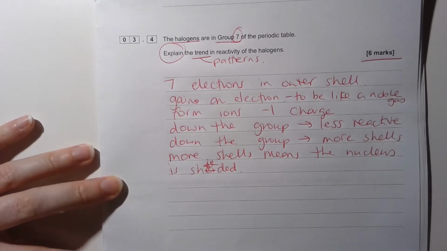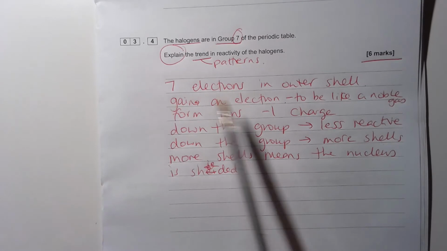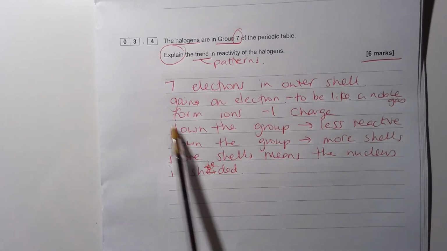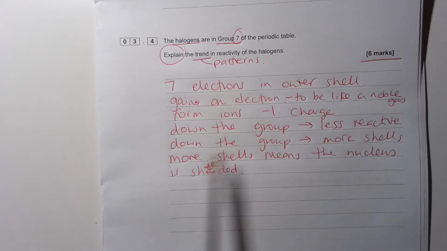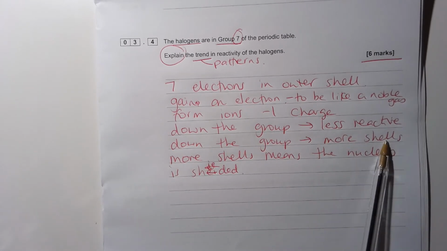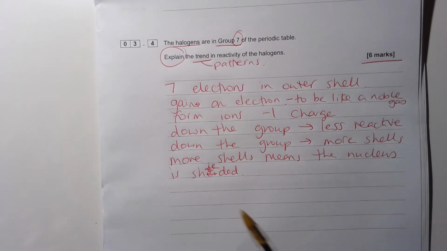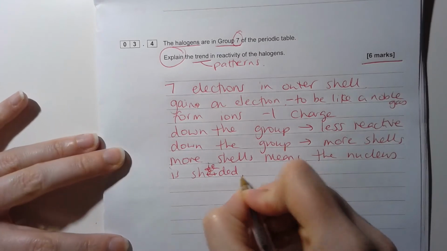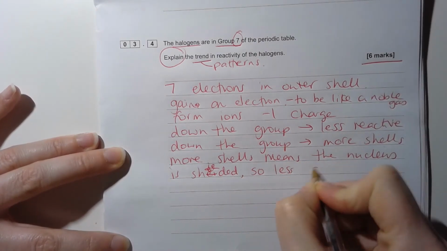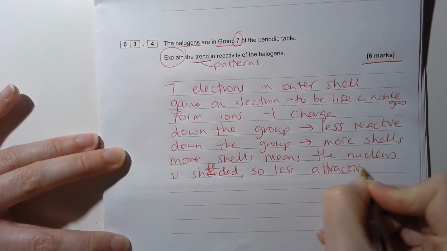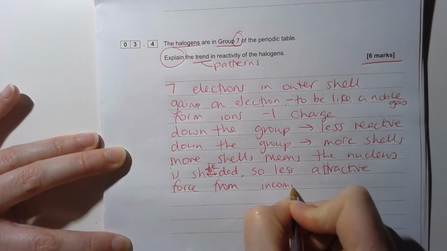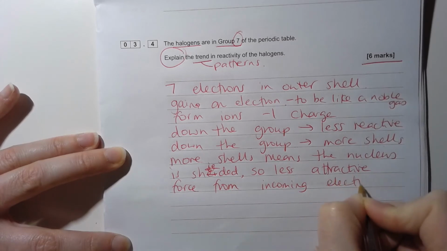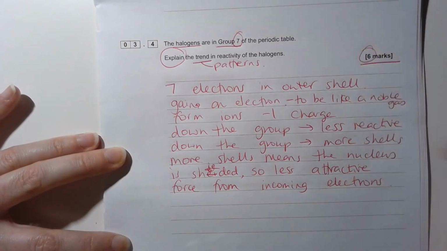7 electrons in the outer shell. They gain an electron to be like a noble gas. They form ions with a -1 charge. As you go down the group, they're less reactive. Also when you go down the group, there are more shells, and that means the nucleus is shielded, so there's less attractive force from incoming electrons, we will say. And that would get you 6 marks.